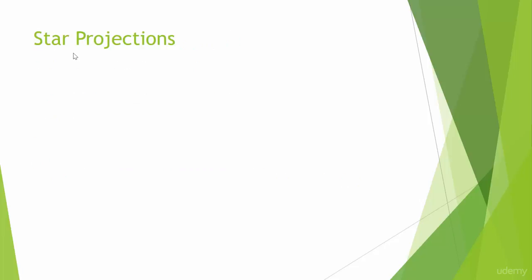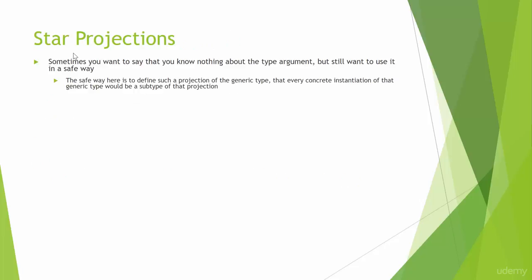There's also a concept called star projections. This is when you want to say that you know nothing about the type argument, but you still want to use it in a safe way. So the safe way here is to define such a projection of the generic type that every concrete instantiation of that generic type would be a subtype of that projection.